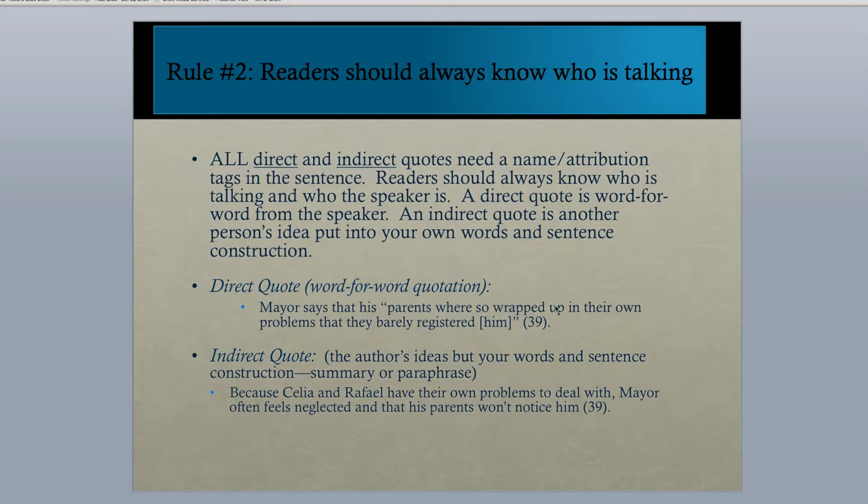If I were to take this same idea and put it into my own summary or paraphrase, it's an indirect quote, but I still have to give a citation here. So I might say something like, because Celia and Raphael have their own problems to deal with, Mayor often feels neglected, that his parents won't notice him. Again, I would make sure I give the page number here, right? We want to always tell the reader, hey reader, here's where I got this information from, okay?